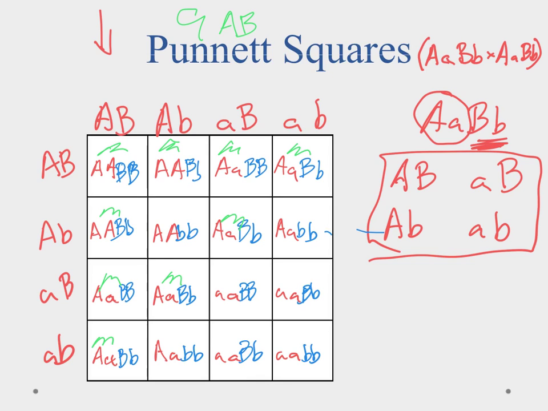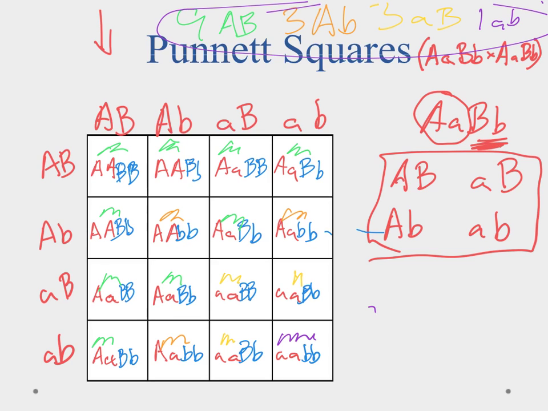Then we can count out these ones. We have this one, and this one, and we have 3 individuals that are a capital A, lowercase b, and then we have these 3, which are going to be a lowercase a, capital B, and then we end up with our one special homozygous recessive that's going to be a lowercase a, lowercase b. And Mendel found this ratio, and we've found this ratio, and that's our 9 to 3 to 3 to 1 ratio.